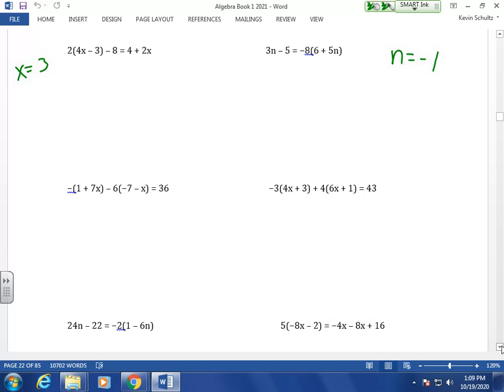On this first one here, your second line, if you do this correctly, we're going to distribute first. Don't multiply 2 by negative 8. Why would we not distribute all the way over to the negative 8? There's a mistake like that in the last class. Right, it's not part of the parentheses. It's separate from it. Okay? So we've got 8x, 2 times 4x, minus 6, minus 8, equals 4 plus 2x. After just distributing in that 2, that's what your next line should look like.